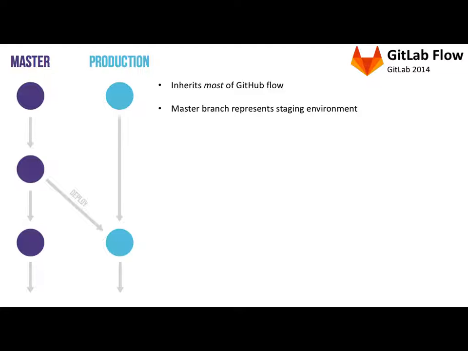But if master's production and my develop branch is the one I should be working off of, now I've got to switch branches before I actually start working. So master's staging, and you still have other branches for features. So it inherits most of GitHub flow, but we now have additional branches for each deployment environment.